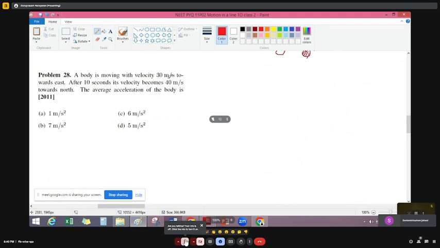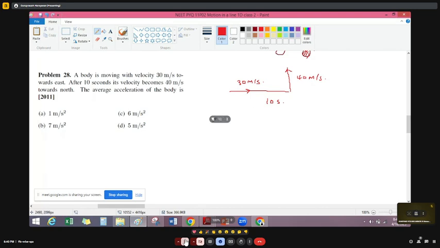Body is moving with velocity 30 meter per second towards east. So towards east 30 meter per second. After 10 seconds, its velocity becomes 40 meter per second towards north. So after 10 seconds, it is changing its direction towards north at 40 meter per second. The average acceleration of the body is?